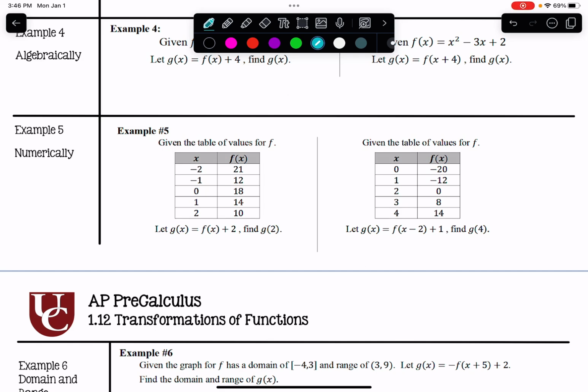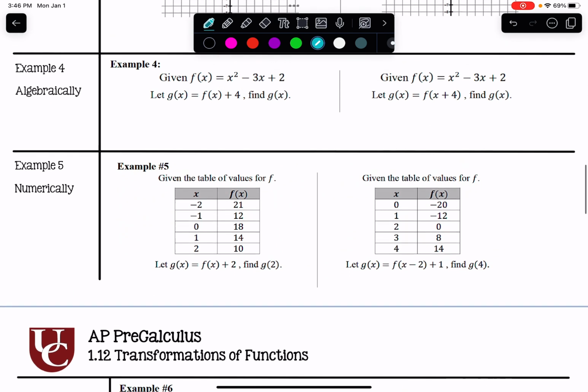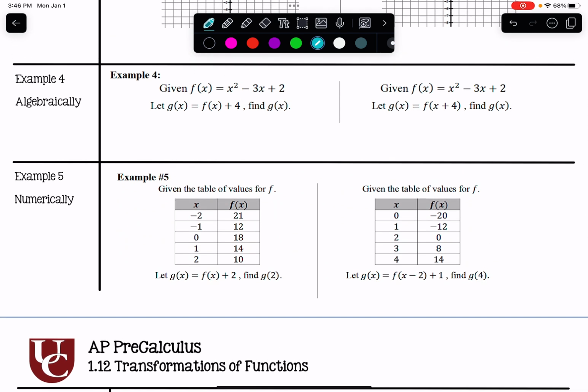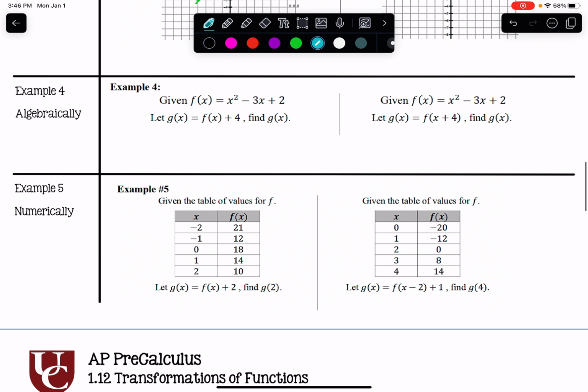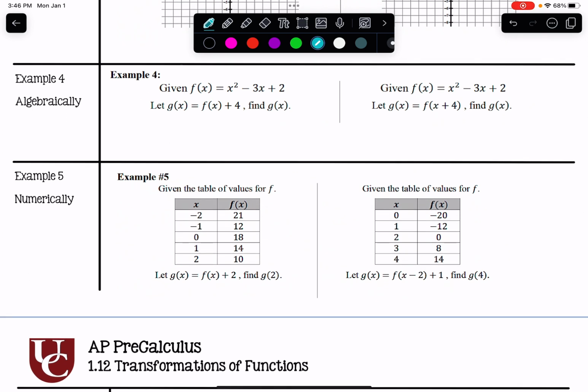This is AP Pre-Calculus, Lesson 1.12, Transformations of Functions. This is the second video. So we've done a lot of transformations graphically, some easier ones, and now let's do some algebraically. And really, it's nothing challenging.